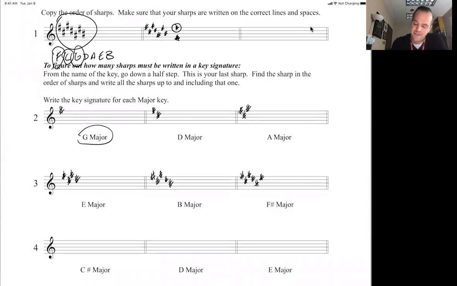Last sharp, go up a half step. If they give you the name of the key, you just do that backwards. And you just remember Father Charles goes down and ends battle. And you have all the information that you need. So we'll go over this in class again tomorrow, but I hope that that helps you understand sharp key signatures. We'll get to flat key signatures down the road here.